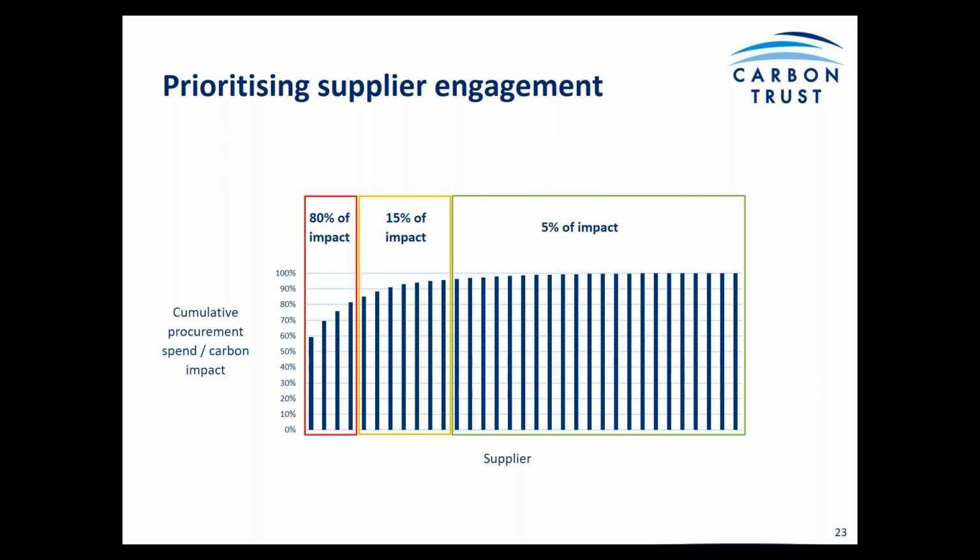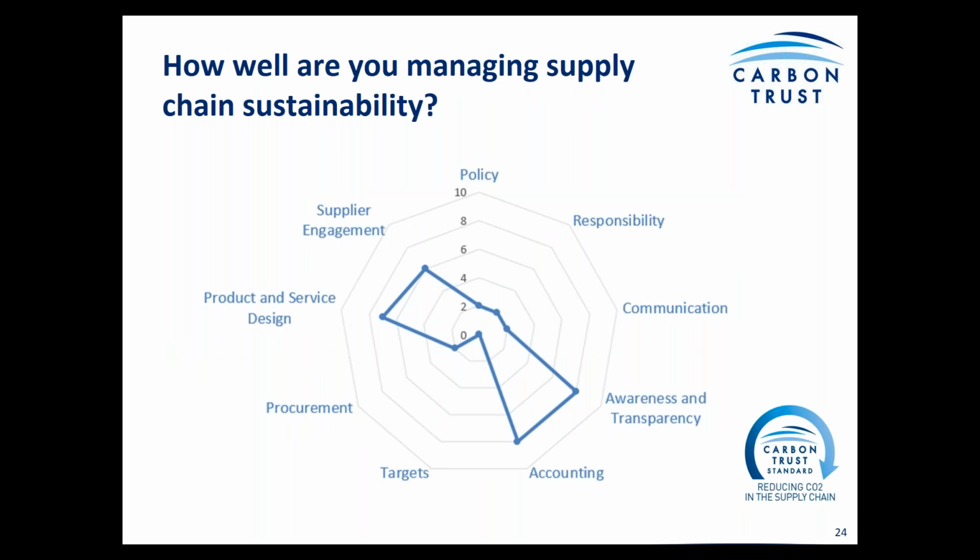Another way to look at supply chain sustainability is to evaluate the current supply chain management performance against best practice, looking at things such as supplier engagement, product design, procurement policies, communication, awareness, etc. And this is part of an assessment that we do as part of the Carbon Trust standard for supply chain. And I can, of course, share some more details of this separately.